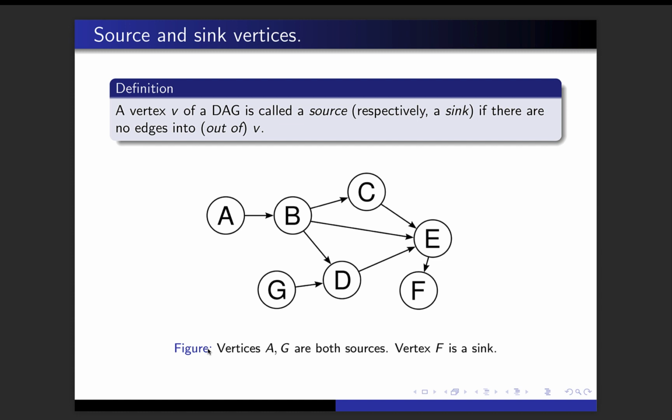Again, with the example we have been using in this class, the vertices, for example, A and G, are both source vertices. There are no edges coming into these guys. The vertex F on the other side is a sink, because no edge is out of vertex F. Notice that every other vertex, B, C, D, or E, is neither a sink nor a source, because you have both edges coming into these vertices and coming out of these vertices.